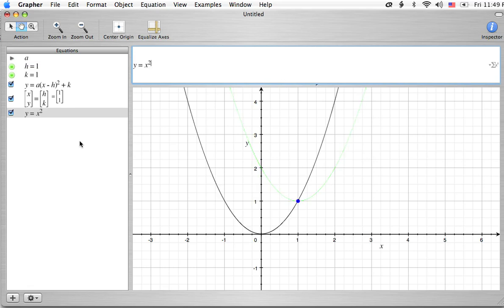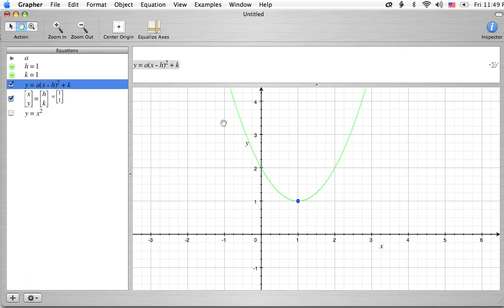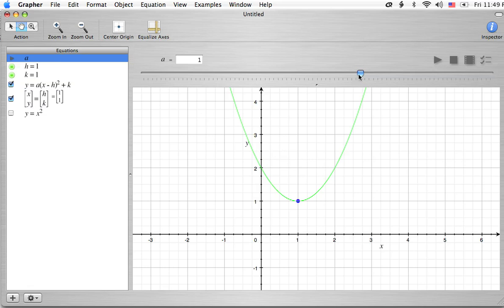This is our prototypical parabola. This shape of parabola here and this one are exactly the same. So that's what we're going to call standard. Later on we're going to find out why that's important, but for right now everything's going to be compared to this shape. So let me click back on my a parameter.